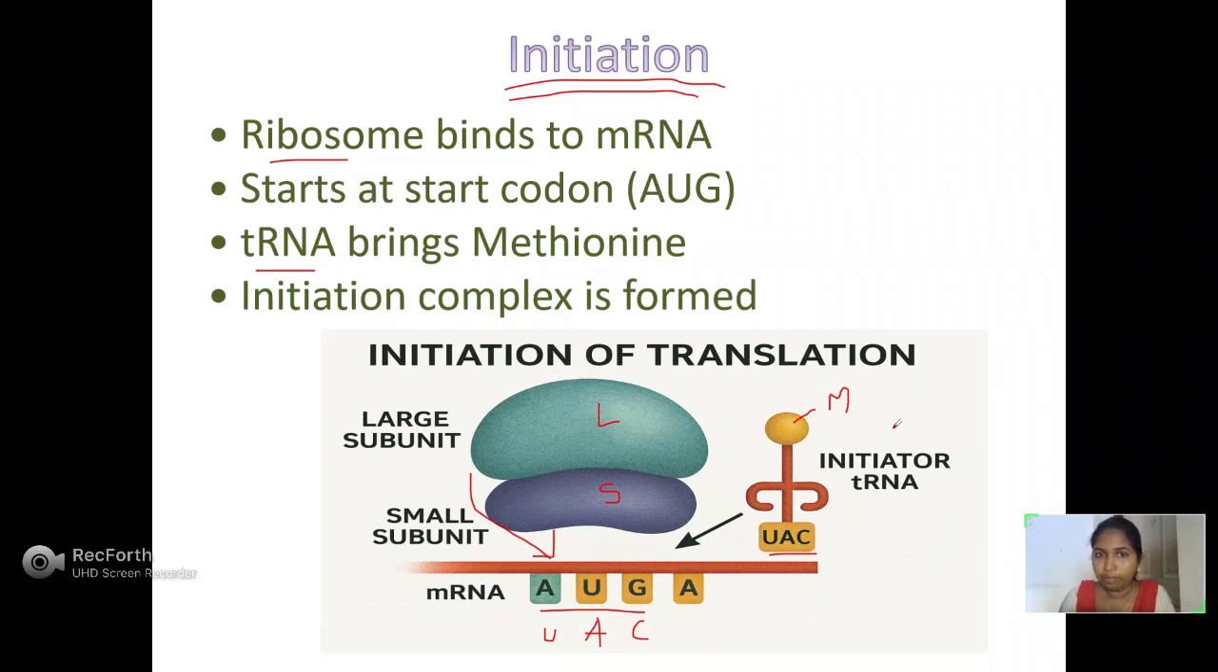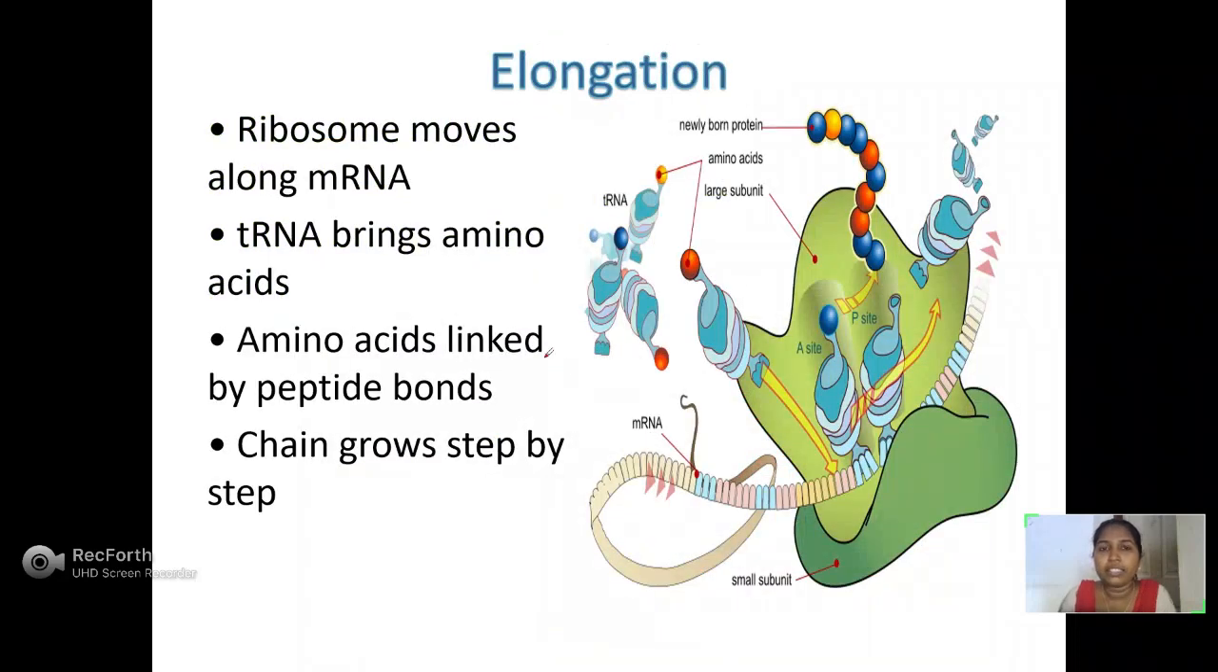The tRNA brings the methionine, and this methionine comes to the first site of the ribosome, and here forms the initiation complex. Initiation is the process of forming the initiation complex. The requirements for the initiation complex are ribosomes, mRNA, and the tRNA which brings the methionine. Simply, initiation is the initiation complex formation, which requires ribosomes, messenger RNA, and the initiator tRNA. The ribosome binds to the mRNA and forms the initiation complex.